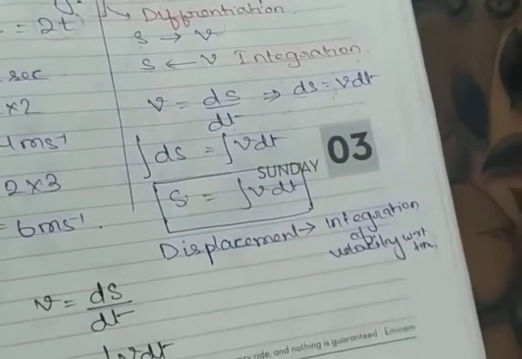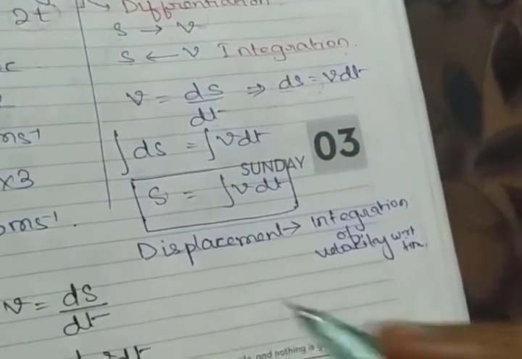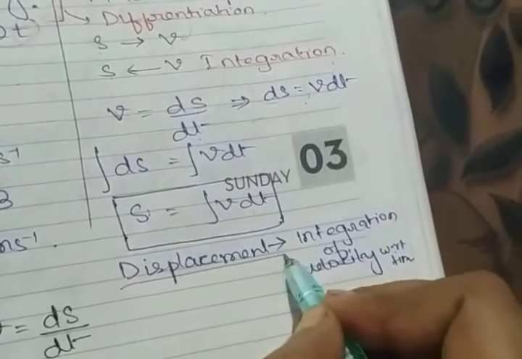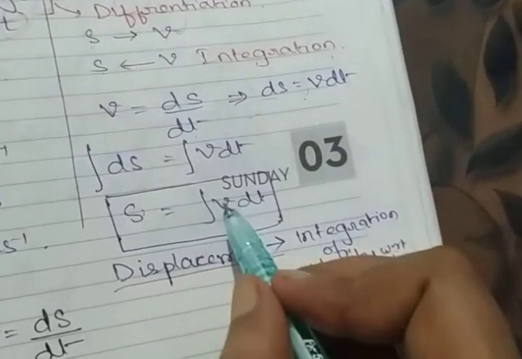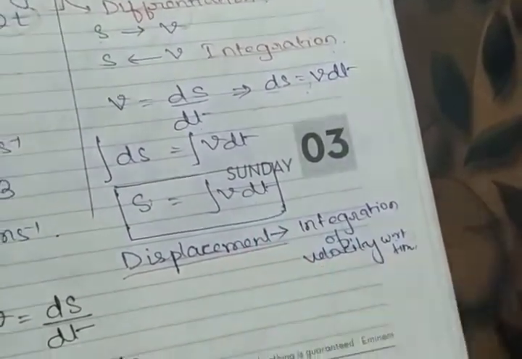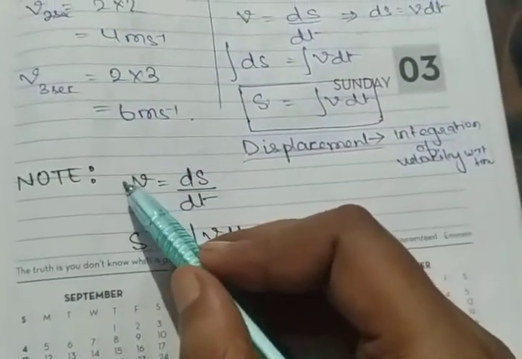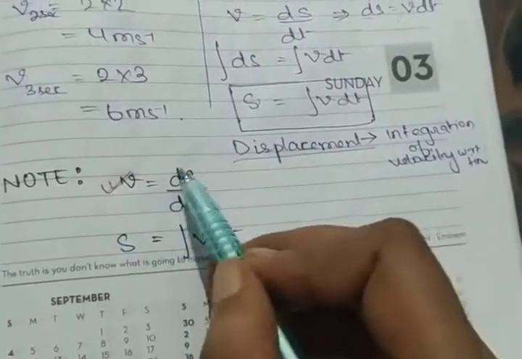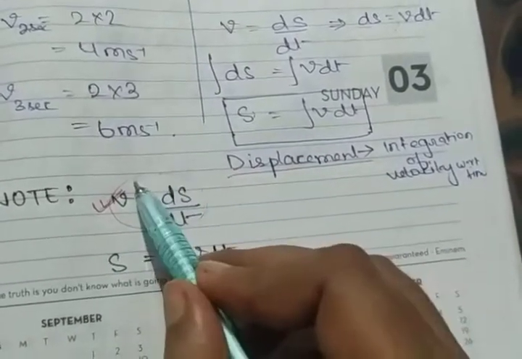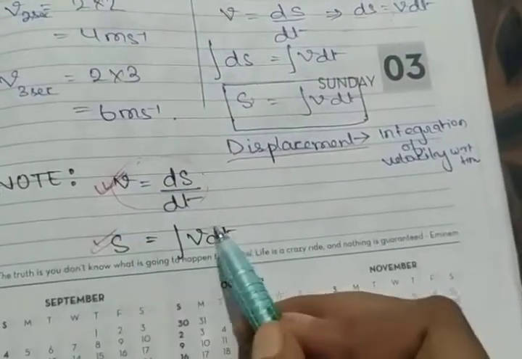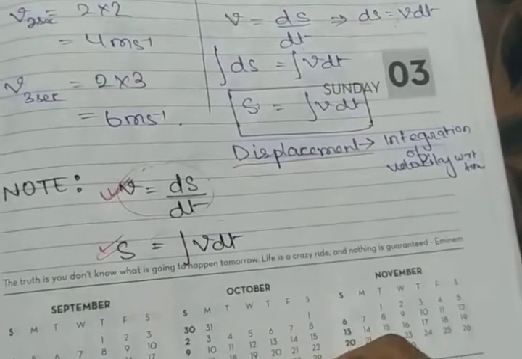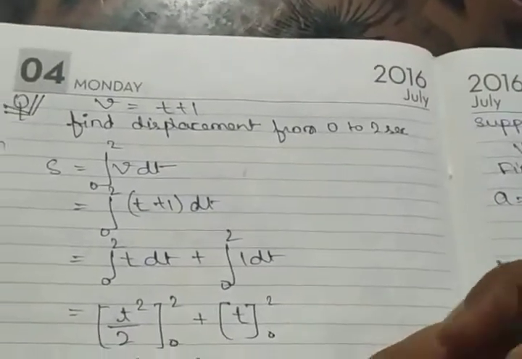So from here we get an important formula: what is the value of displacement? Displacement is nothing but the integration of velocity with respect to time. Yes or no? So we have to note two very important formulas from here. Velocity is equals to ds upon dt and displacement is equals to integration of v dt. Okay, let us solve it.